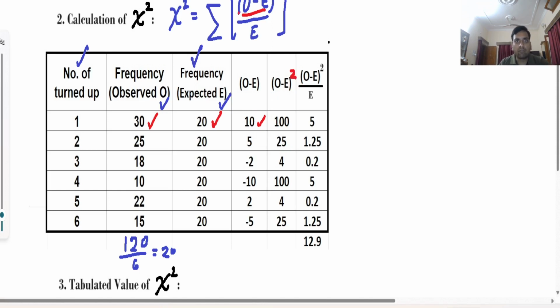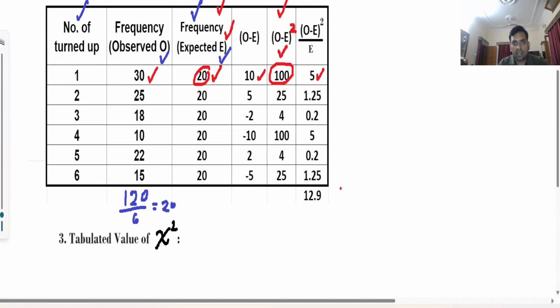In that way, the next step in the formula is O minus E square divided by E. So we will divide this quantity, O minus E square, by E, where E is the expected frequency. This 100 divided by 20 gives 5. In that way we can find this whole column, and finally we will find the summation of observed minus expected square divided by E.